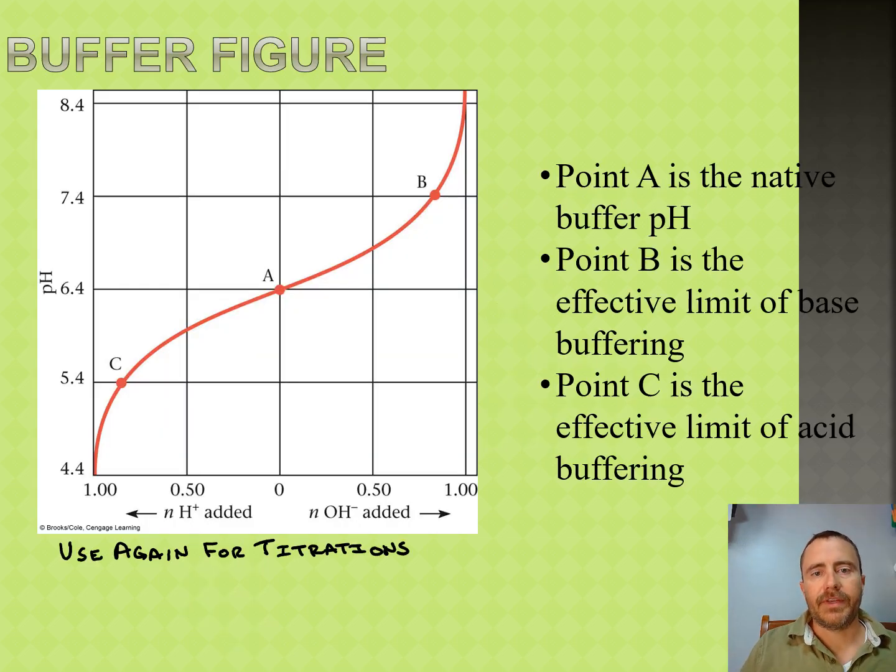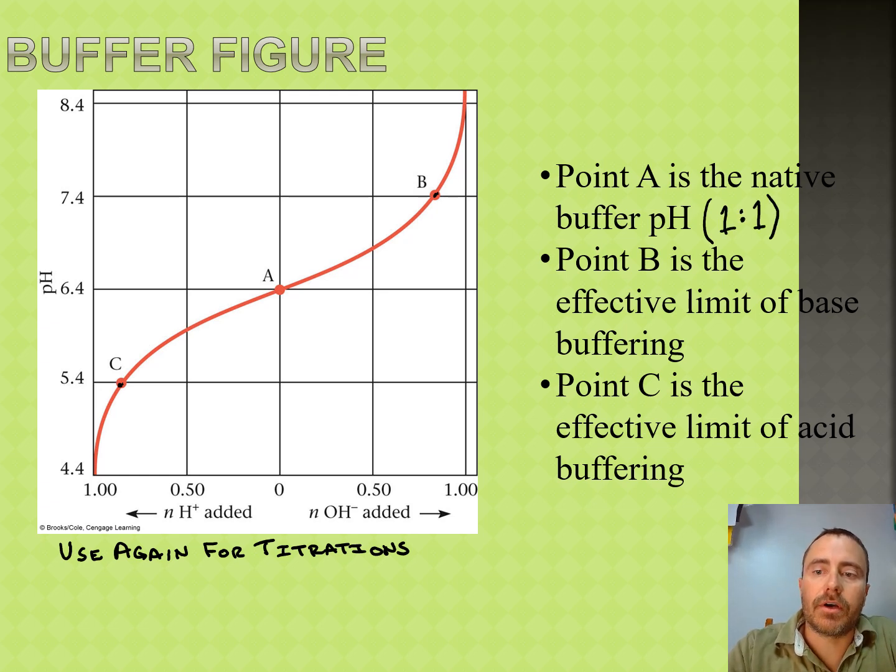So here we have a figure of a buffer. In between points C and B, we have a buffer. And like I said on the previous slide, we're going to plot the pH along our y-axis there. Notice that right at point A is what we call the native buffer pH. This is when the buffer is a 1-to-1 ratio of acid to base.